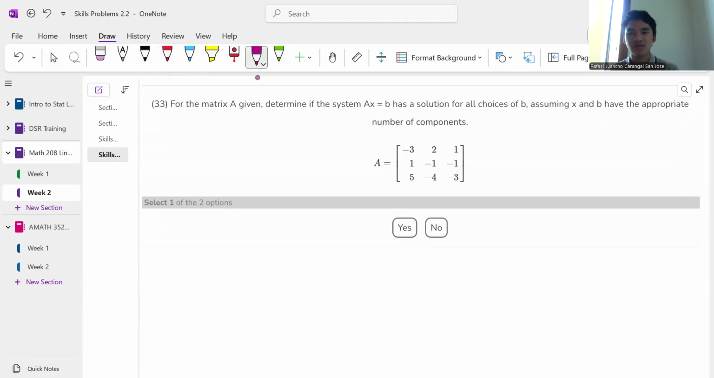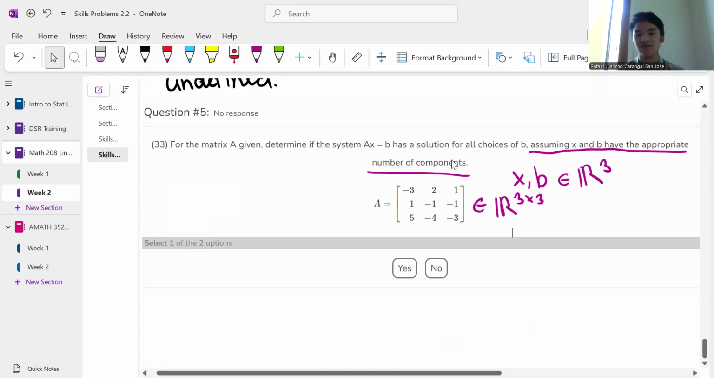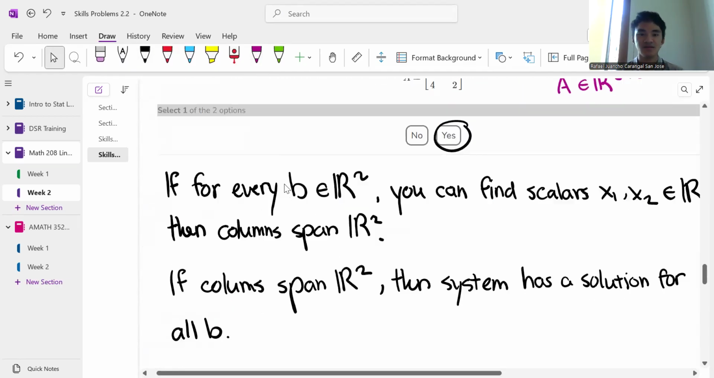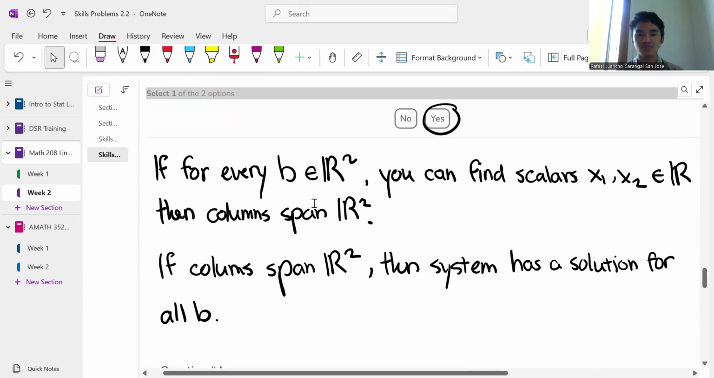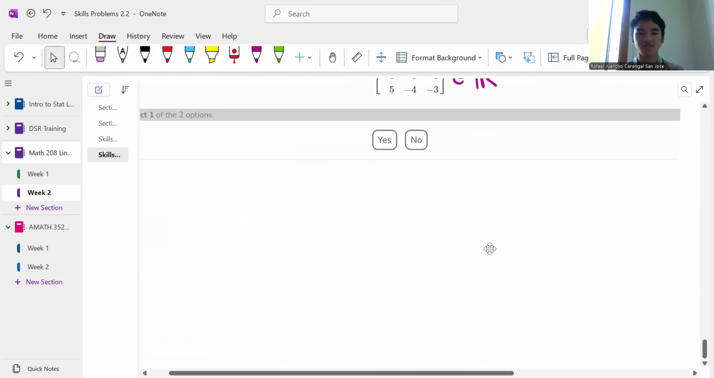So here again, we assume x and b have an appropriate number of components. So we say x and b are both vectors in R3. The reason it's in R3 is because A is a 3x3 matrix. Now the question we're asking is if this system Ax equals b has a solution for all choices of b. So we can just use this explanation and tweak it. But I think the answer would be yes.